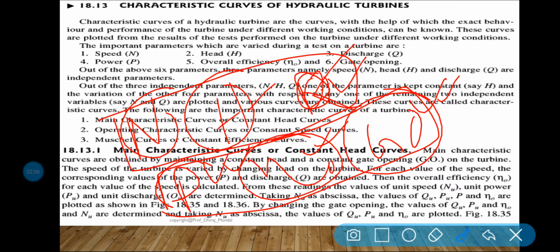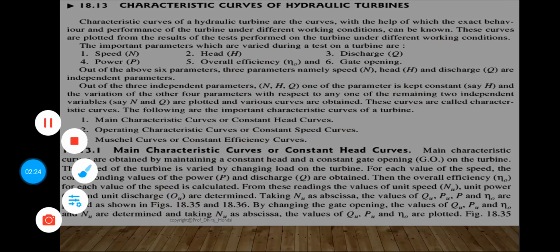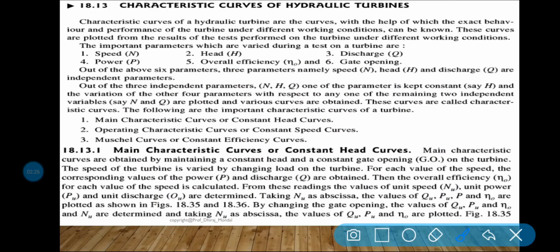If you increase the discharge, the gate opening will be increased. Gate opening means the amount of water coming through the nozzle. It may be full gate, half gate, or quarter gate, like this. I will come afterward to what gate opening is. So let us discuss the characteristic curves. They are basically of three types. N, H, and Q are the main independent parameters.